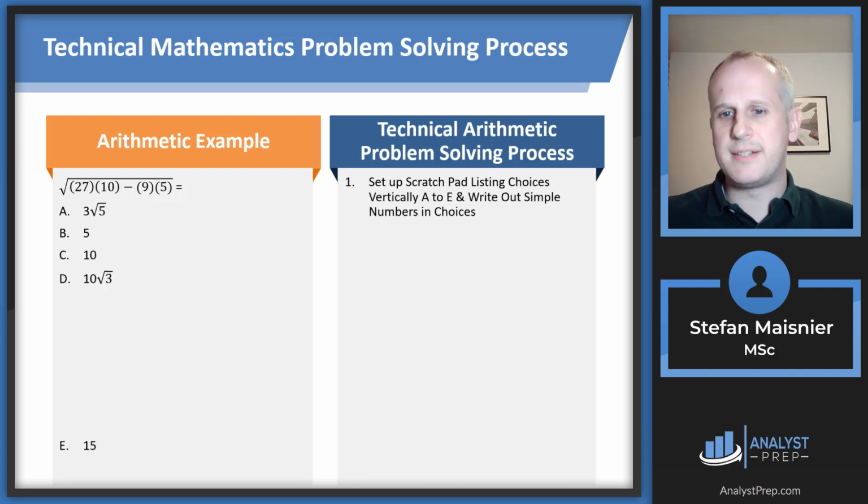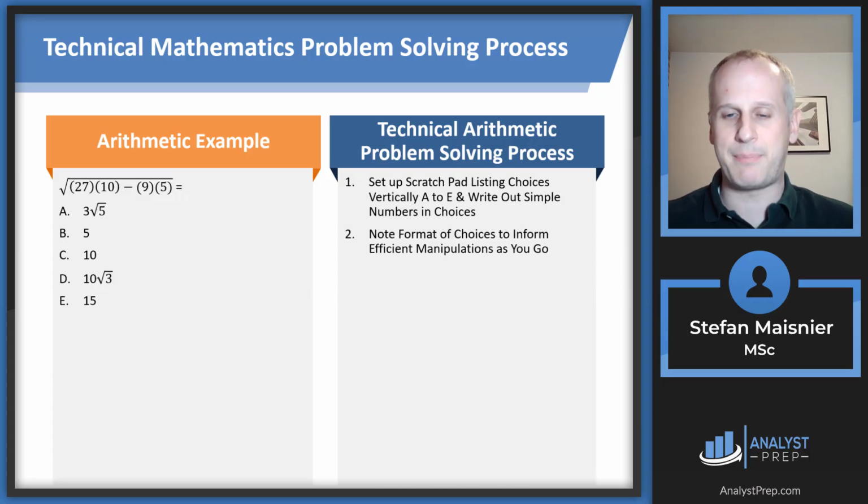Set up the scratch pad listing the choices vertically A to E, and this time we'll write out simple numbers in the choices, because remember, that's going to help us note we are dealing with simplifying radicals. I've got radical notation, so that helps me indicate what's happening. And again, note the format of the choices to inform those efficient manipulations as you go. So we're going to have to remove common factors to simplify these roots.